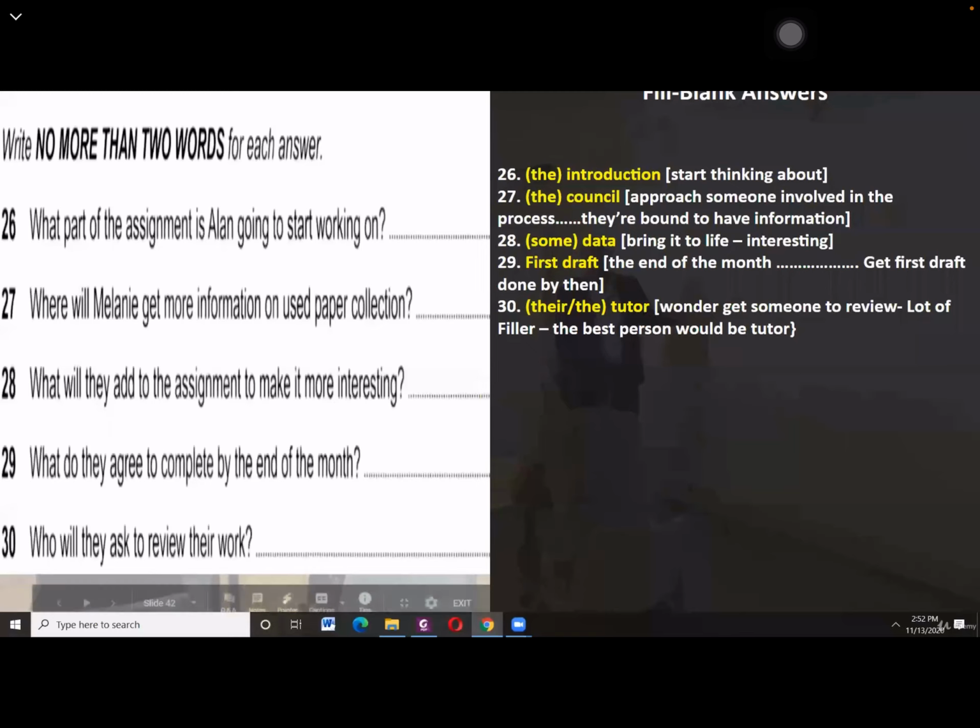Because on number 28 they said the key word here is interesting, make it more interesting. And then you had to hear the synonym language, bring it to life. What are you bringing to life? You're bringing some data to life. So the word data is directly connected to the paraphrasing of interesting. That's why the answer is data.